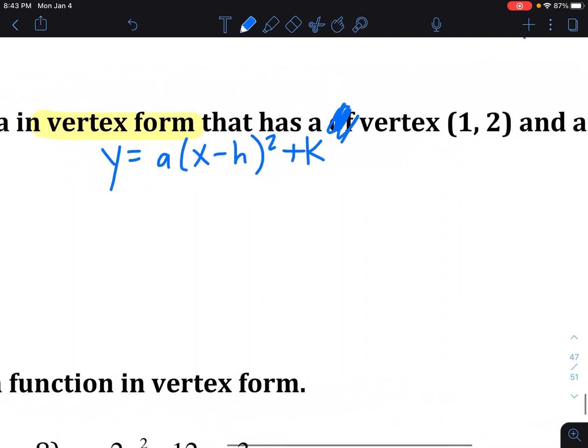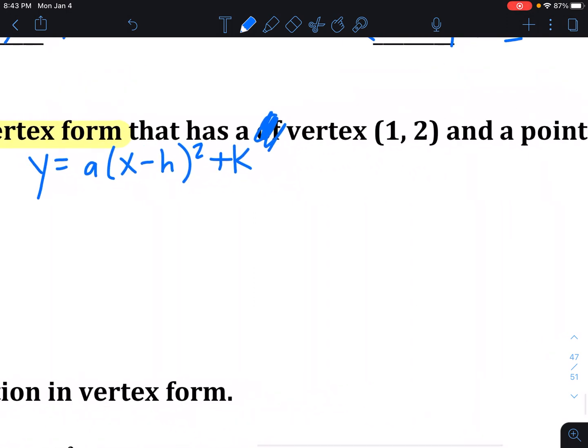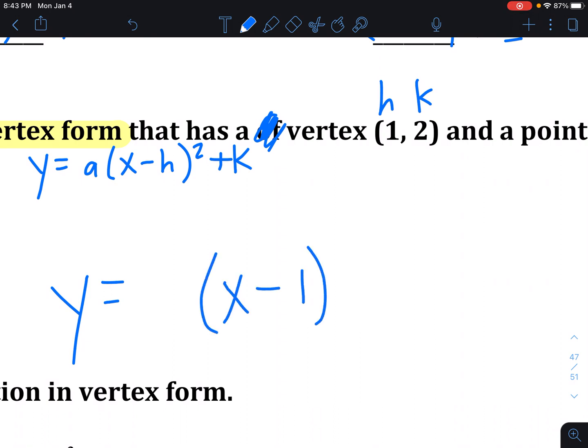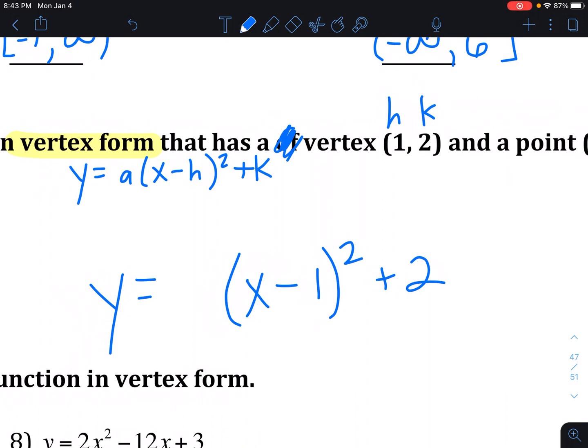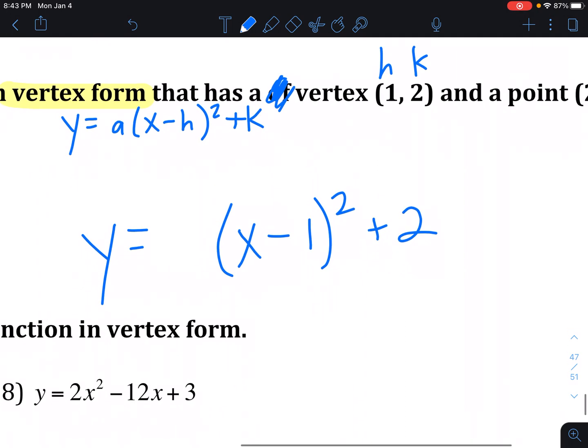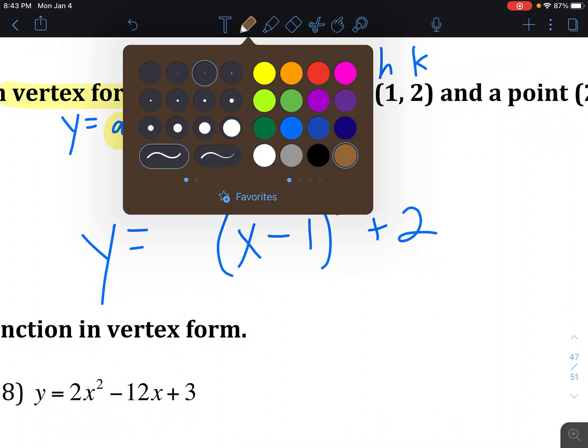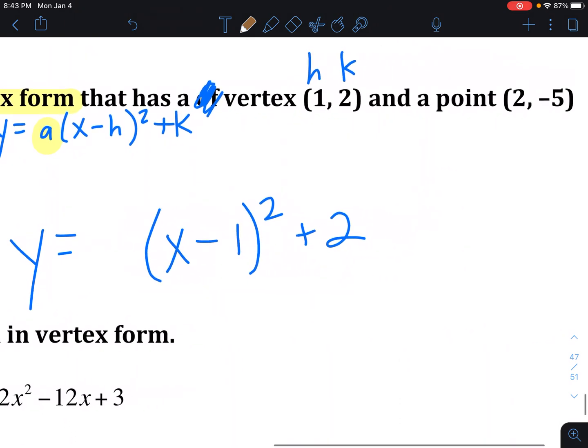Now it's telling me I have vertex 1, 2, so that's HK. So if I go into my answer, I don't know what A is, but I do know that H is 1, so -1, and then squared, and then the K is 2. So that's some easy points right there. The challenge in this problem is finding out what that A is, and that's where we got to do some math. So that's where this other point comes in.